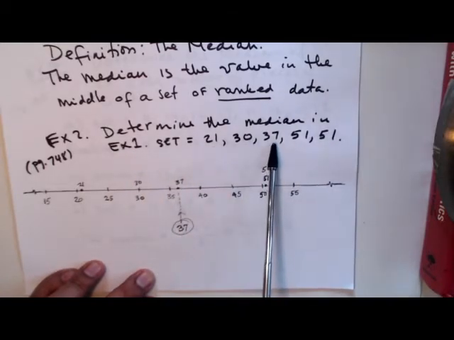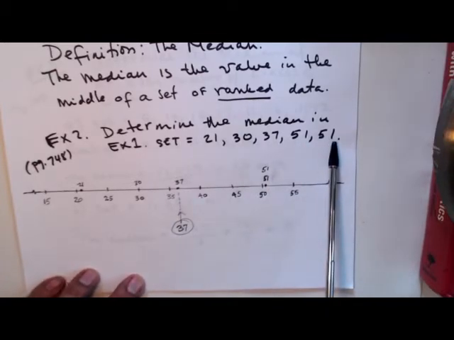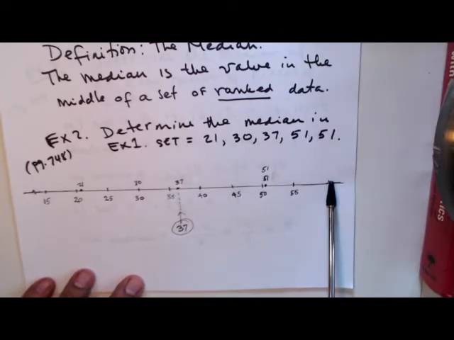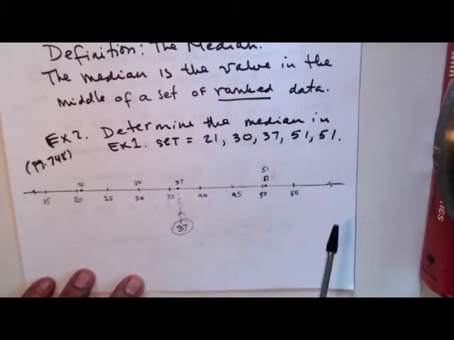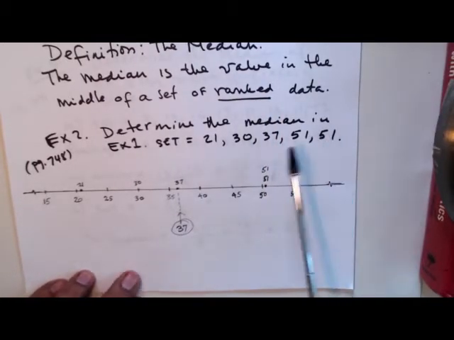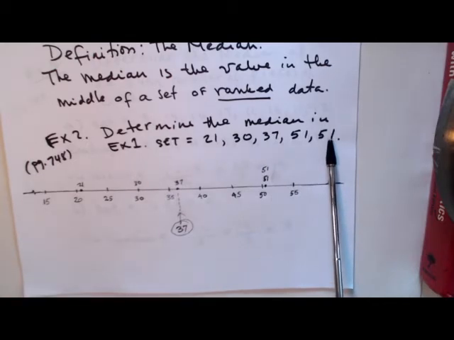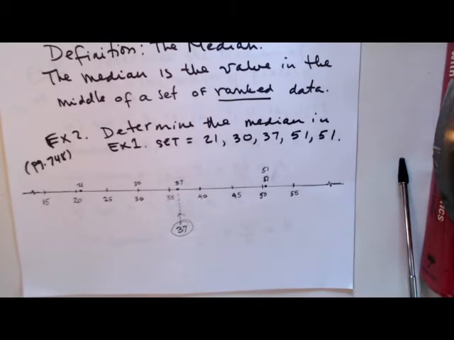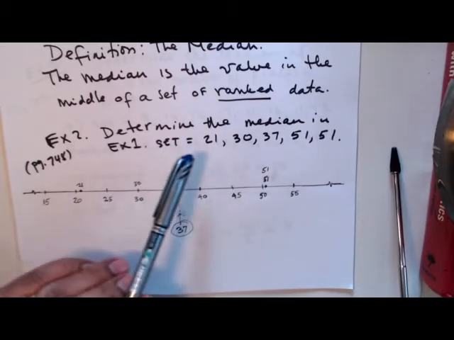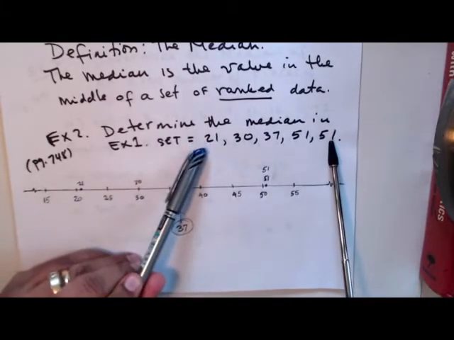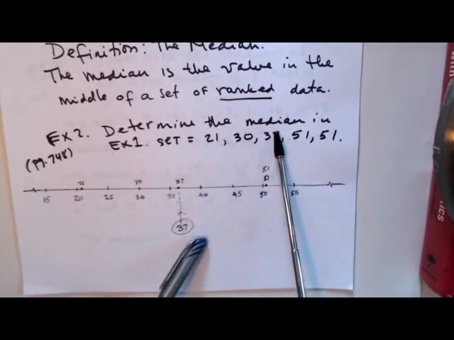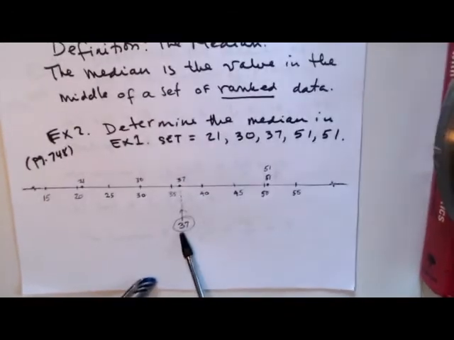21, 30, 37, 51, 51. You can tabulate it if you like. This is just to give you a representation. To determine the median, we take one element from each side, the right-hand side and the left-hand side. So we take that away. We take 51 and 30 away, and we end up with 37. 37 is going to be our median here.